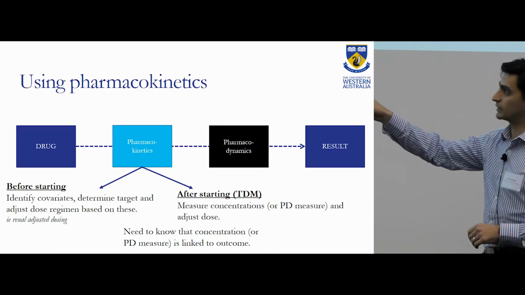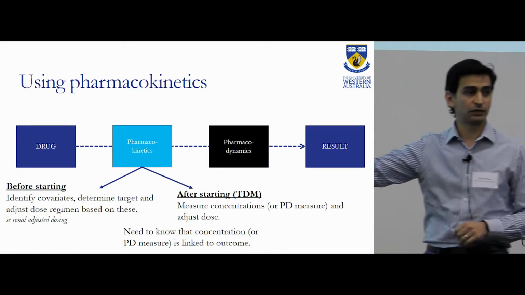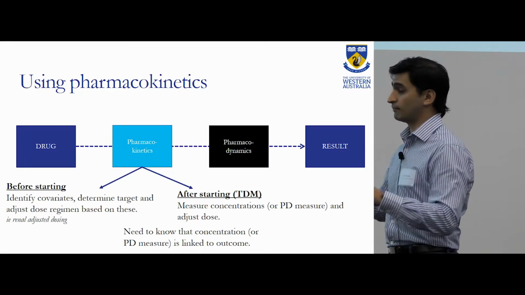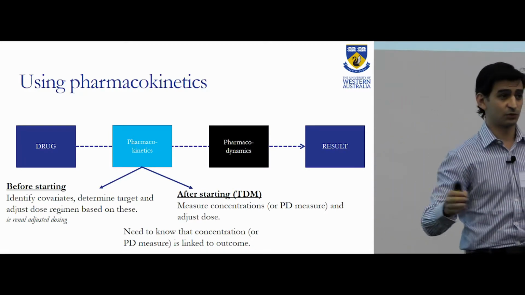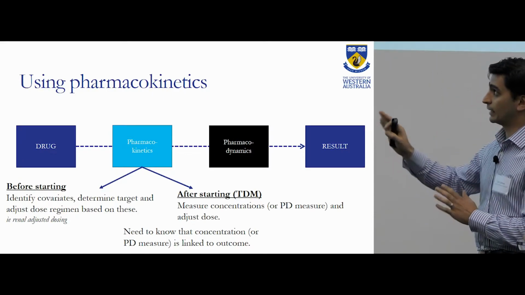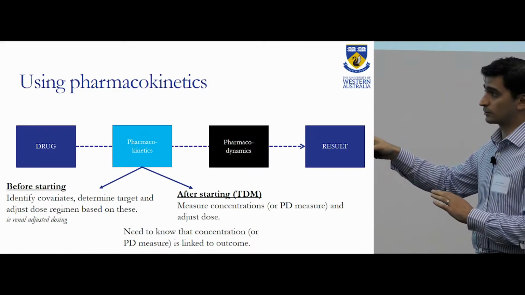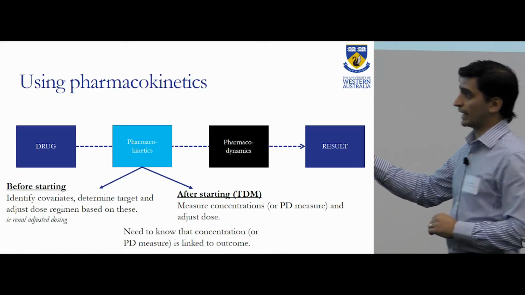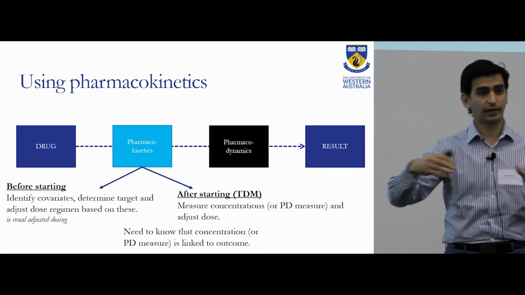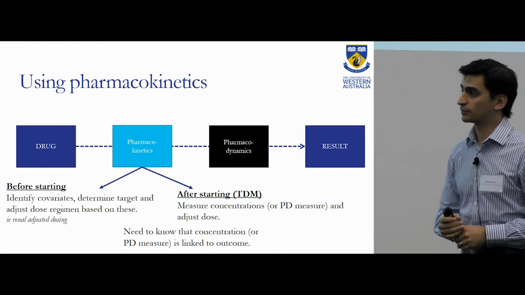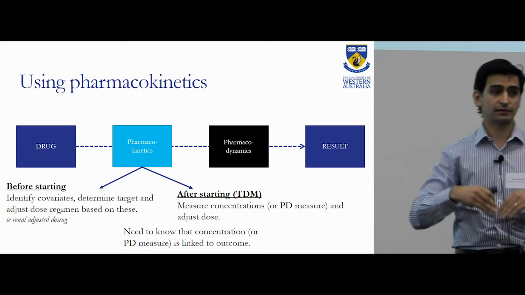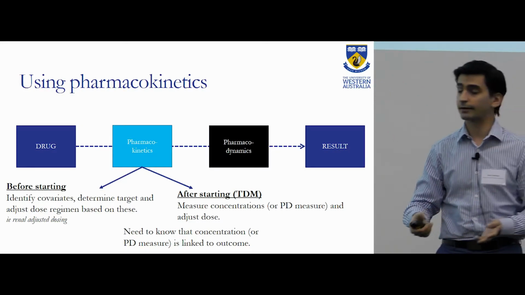And then after you start the drug, you get into therapeutic drug monitoring, and you can measure the concentration or a PD measure, and we all measure INR, so we do this. Everyone's doing this all the time anyway, technically. And then you adjust the dose. But to be able to do that, you need to know that there is a target. So the concentration, the peak, the AUC, something about the exposure relates to the outcome that you're interested in, whether that's an efficacy outcome or a toxicity outcome.